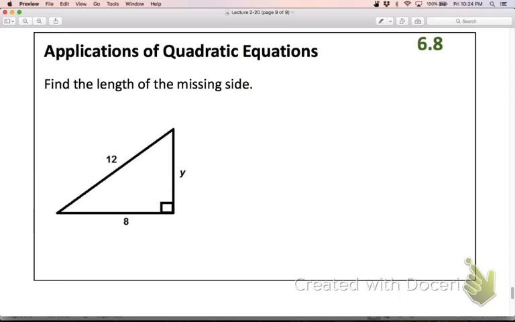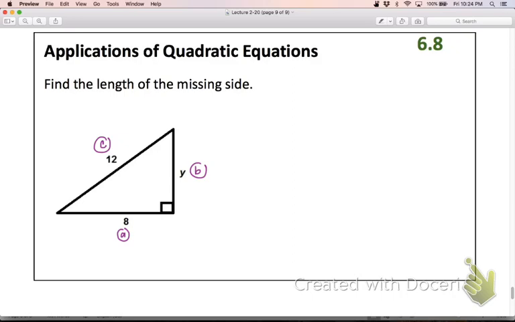Okay, so if I want to find the length of the missing side, I see that the hypotenuse here is 12. So I know that this side is C. It really doesn't matter which one is A or B after that, so you can label them however you want. A and B can switch and it won't make a difference.